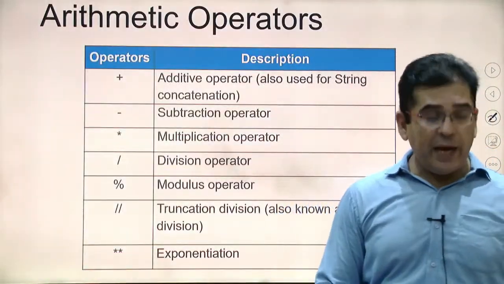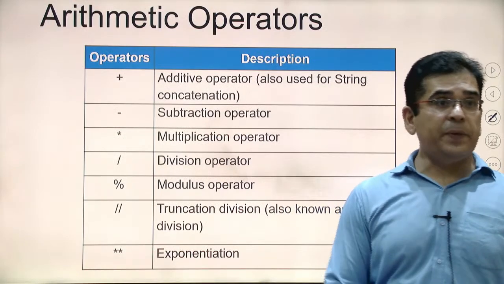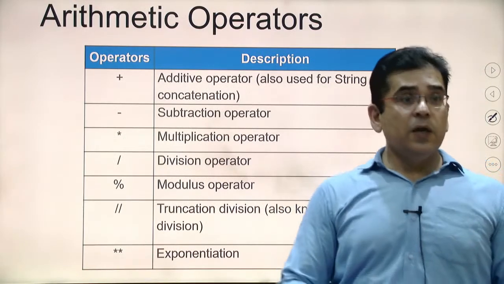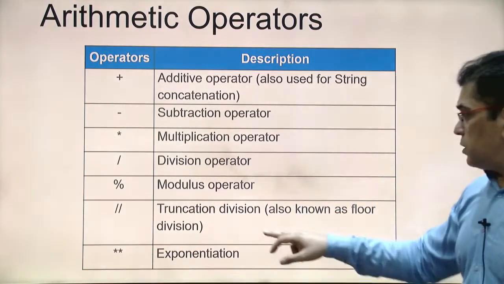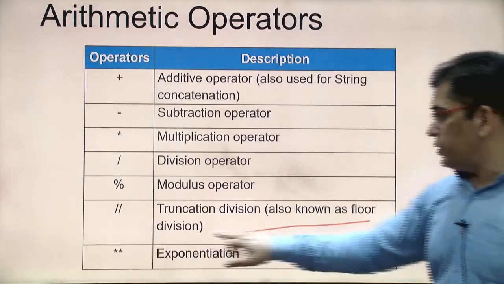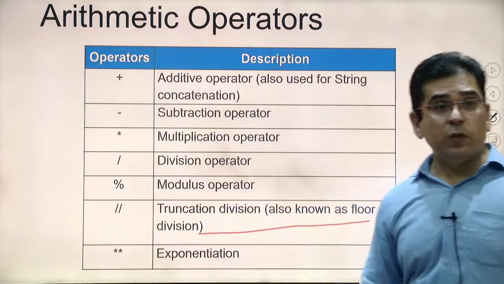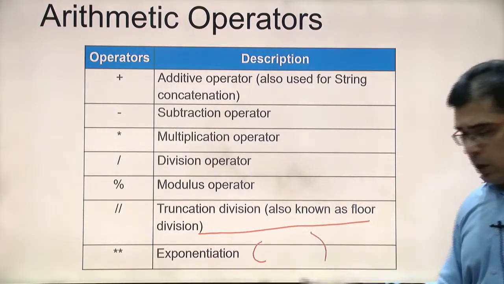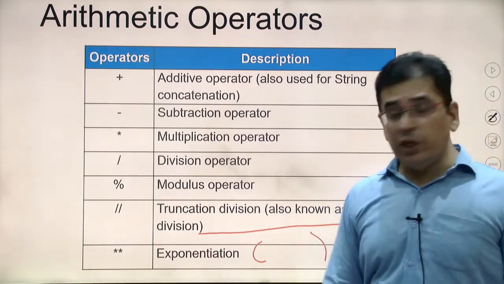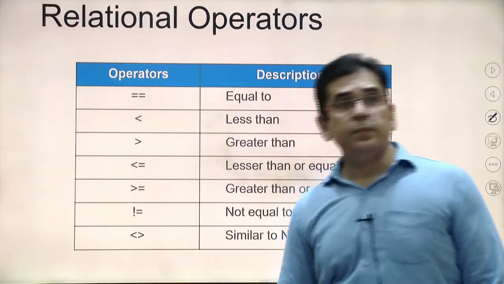Arithmetic operators are like addition, subtraction, multiplication, division, modulus, truncation division. Now this is truncation division, which means floor division. This is the truncation division operator, then raised to power or exponential operator. So these are the arithmetic operators.